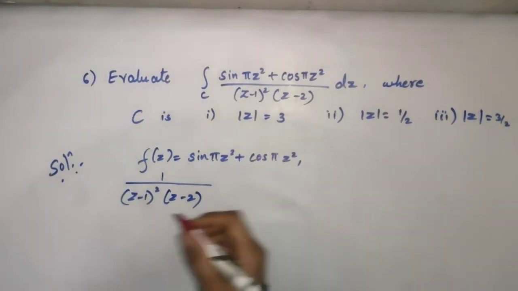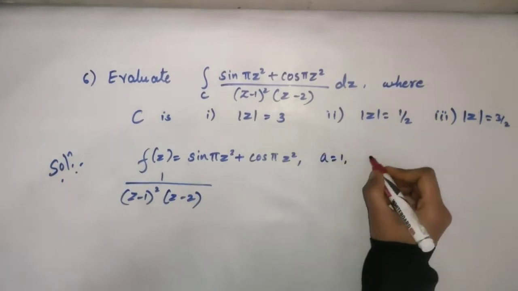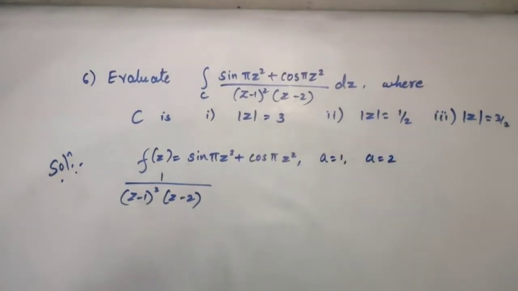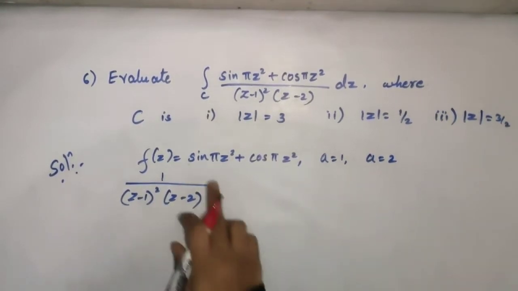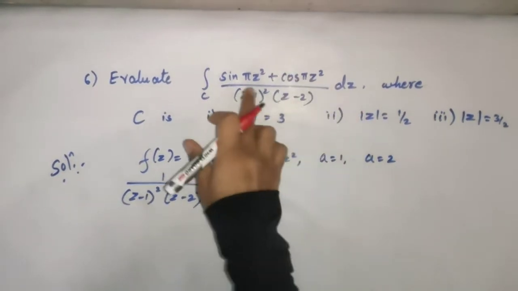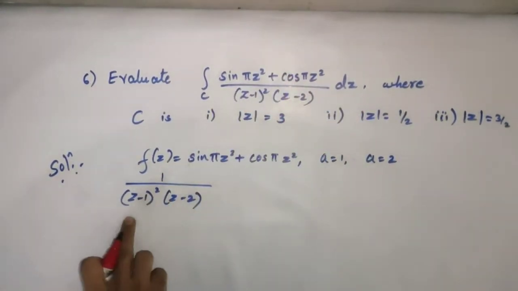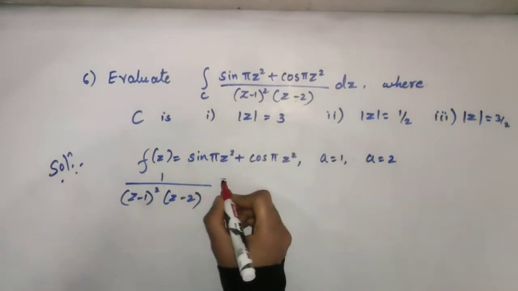So we have got 2 points here. As you see, in the denominator, a equals 1 and a equals 2. We will discuss in detail regarding the points and regarding the function later. But right now, look at the denominator, 1 divided by z minus 1 whole square into z minus 2. For this we have to resolve into partial fractions.